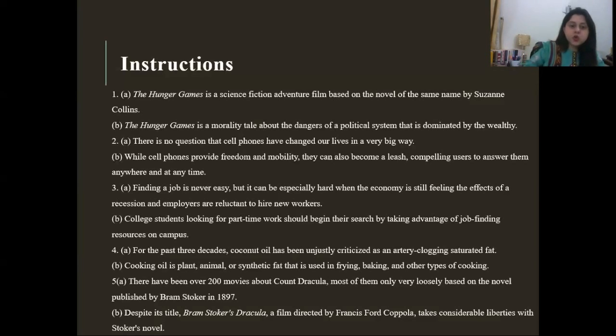College students looking for part-time work should begin their search by taking advantage of job finding resources on campus. Now, there are two. It's about finding a job. Finding a job is never easy.